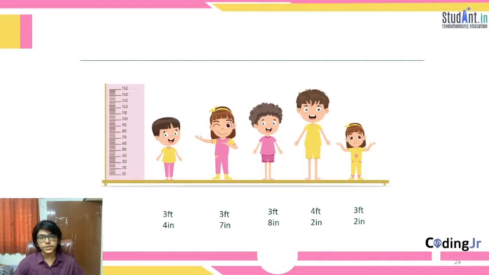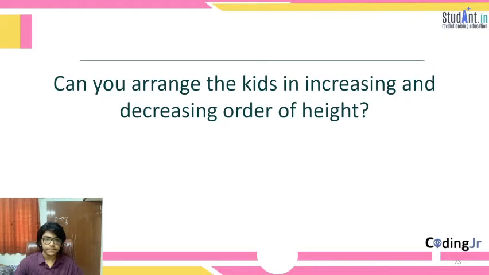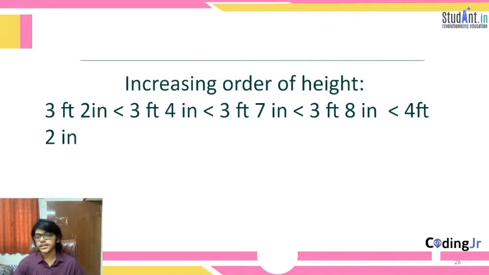Now look at the picture below. There are 5 children with varying heights. The first child is 3 feet 4 inches, the second child is 3 feet 7 inches, the third child is 3 feet 8 inches, the fourth child is 4 feet 2 inches, and the fifth child is 3 feet 2 inches. Now I want you to pause this video for 1 minute and write down the heights in ascending order and then descending order.